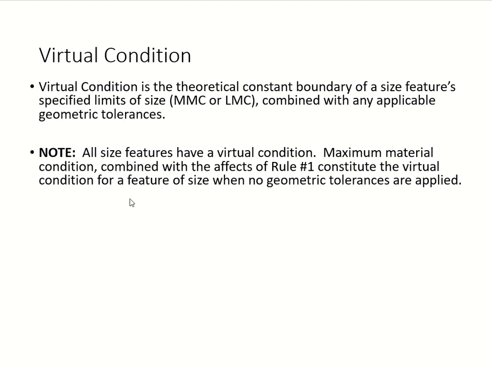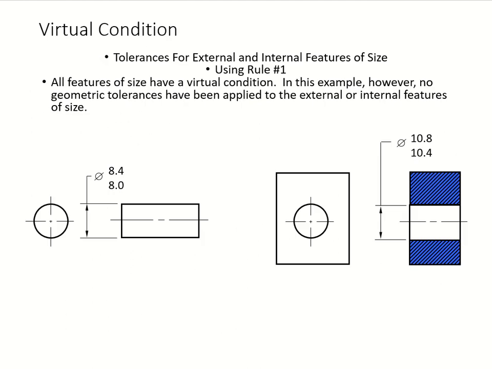So virtual condition, again, will go theoretically, because all of your size features have a virtual condition. Maximum material condition, we know about that, where your most material is being recognized, and you're going to combine that with rule 1 to get your virtual condition for a feature of size, and you have no geometric tolerances in there. So let's take a look at it. So here we have no geometric tolerances. See, it applies to your external or internal features.